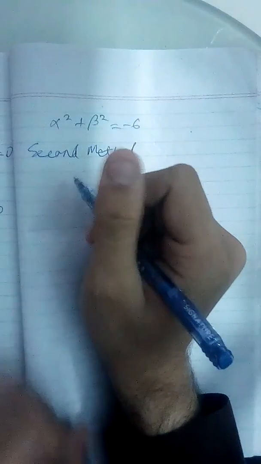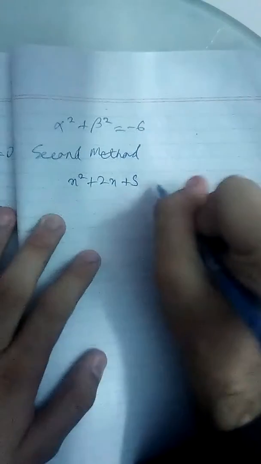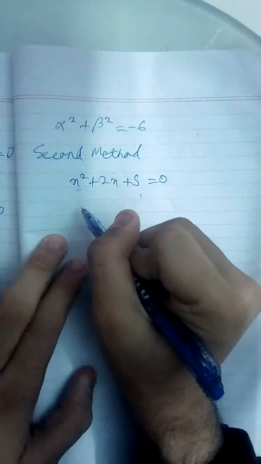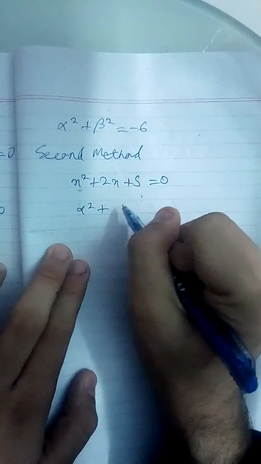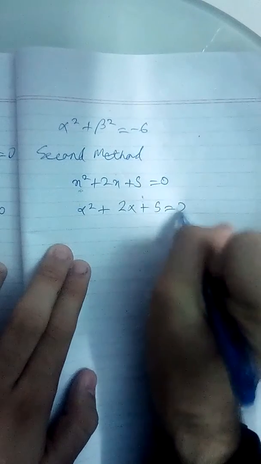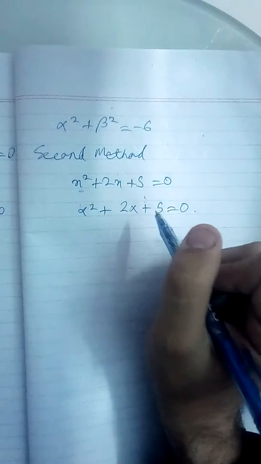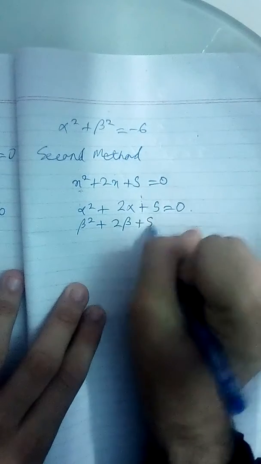Let me write the quadratic equation again in order to prevent confusion, because it's on the previous page and I'm using the next page. Now this equation holds true for both alpha and beta. So I would substitute x equal to alpha in the first part: alpha square plus 2 alpha plus 5 is equal to 0, because this equation holds true for x equal to alpha. Since this equation also holds true for x equal to beta, we write beta square plus 2 beta plus 5 equals 0.